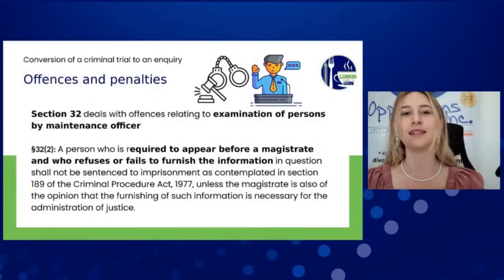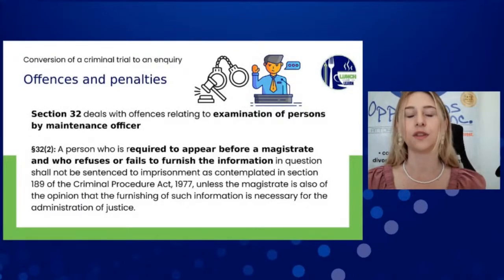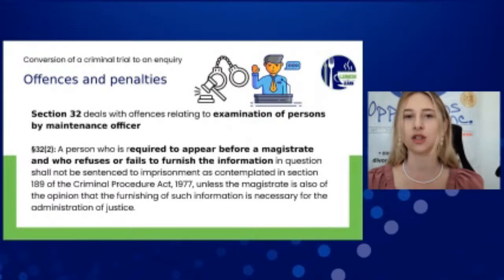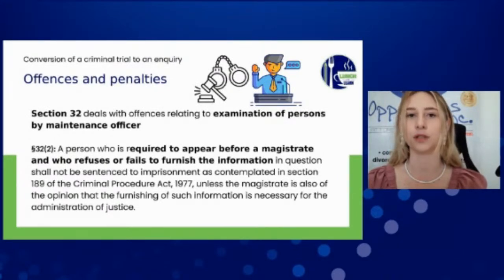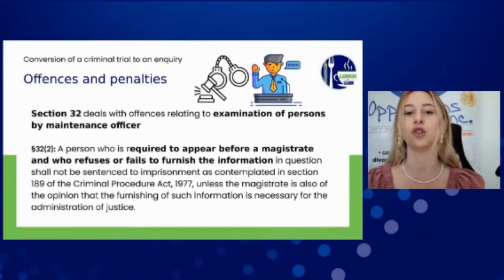The next one is Section 32, which deals with offences relating to the examination of persons by a maintenance officer. The provision reads as follows. A person who is required to appear before a magistrate and who refuses or fails to furnish the information in question shall not be sentenced to imprisonment as contemplated in Section 189 of the Criminal Procedure Act, unless the magistrate is also of the opinion that the furnishing of such information is necessary for the administration of justice.